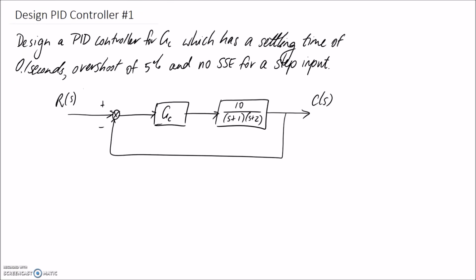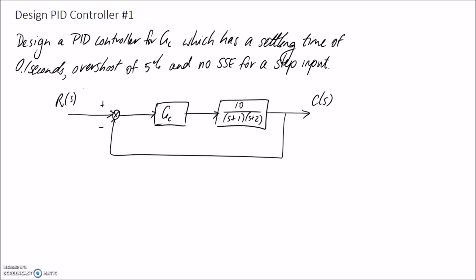So in this video, we're going to design a PID controller for GC, which is this block in the diagram. And we want to design it such that we get a settling time of 0.1 seconds, an overshoot of 5%, and we want no steady state error for a step input.